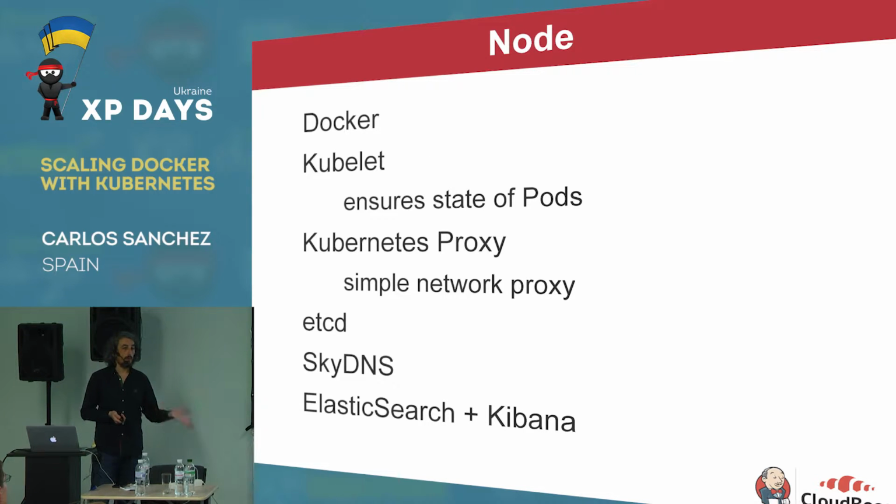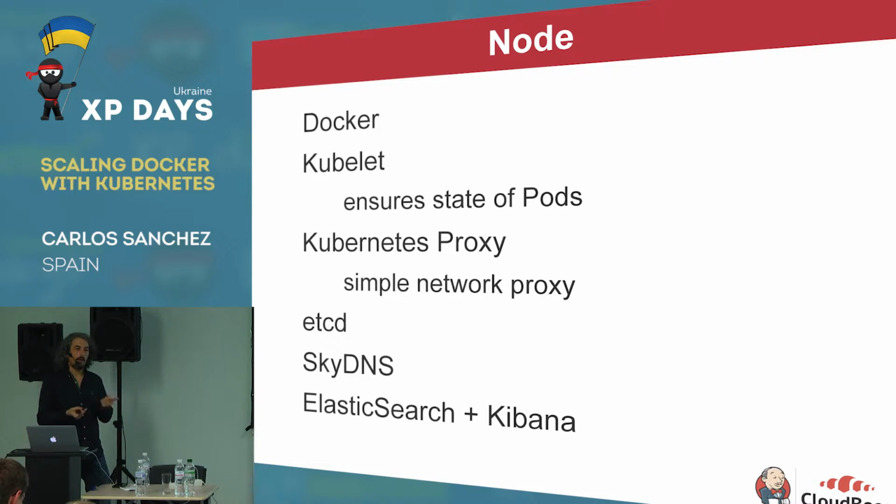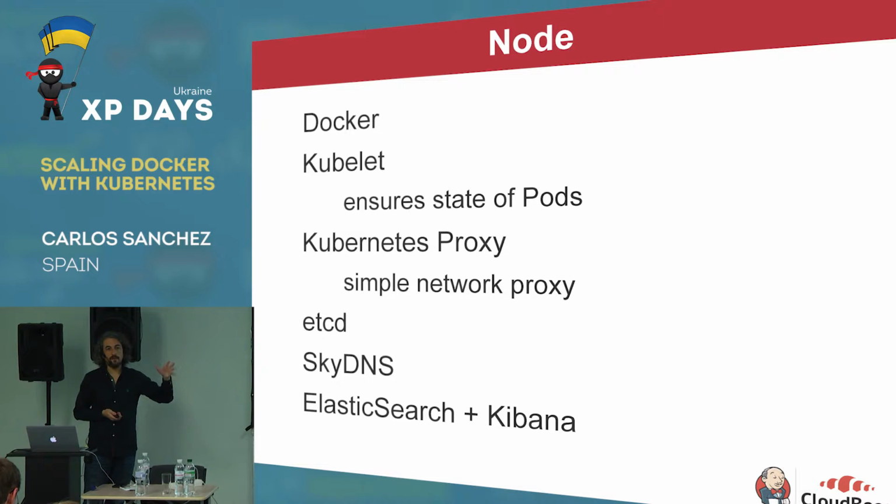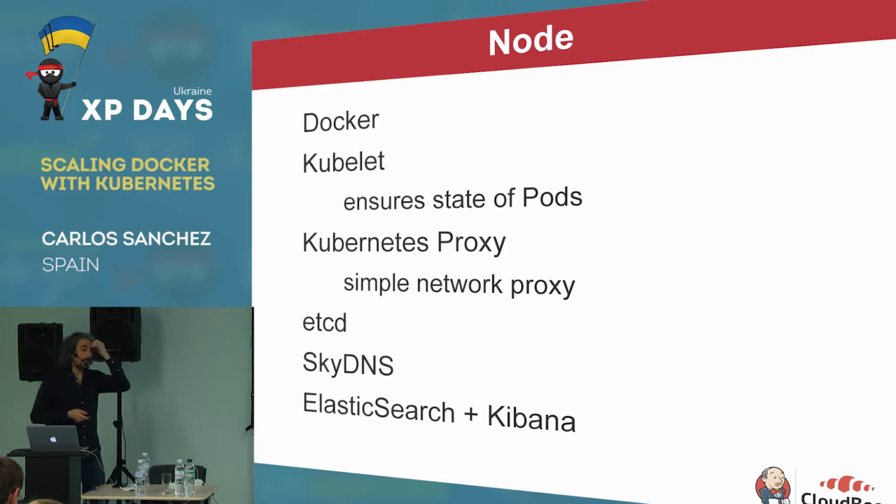And then in every node you have Docker running, obviously. You have another service called kubelet that checks the state of pods and communicates back to the master. You have a simple network proxy called the Kubernetes proxy to ensure that the ports you want to expose route to the right container. It also uses etcd. And there are some extra, optional services. One is SkyDNS, a dynamic DNS service that allows you to use names to reference the different services and do service discovery. And also Elasticsearch and Kibana for getting the logs across all the containers, across all nodes, in a centralized way.